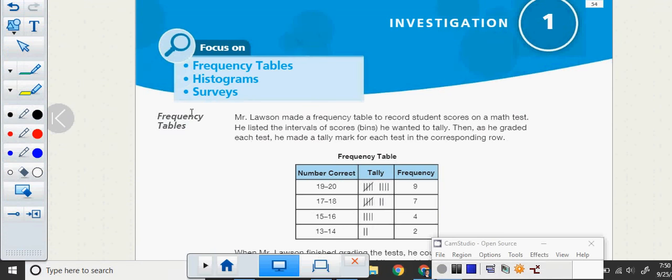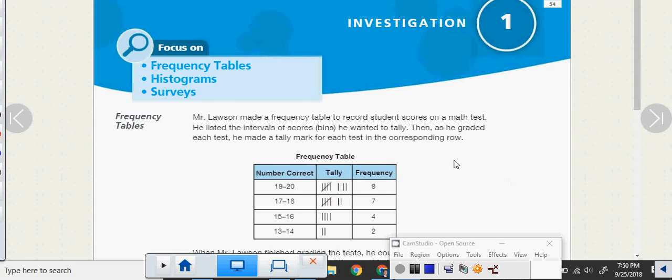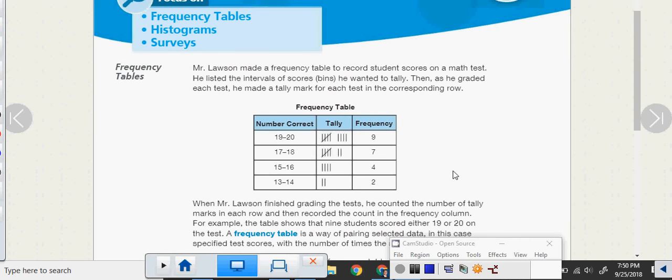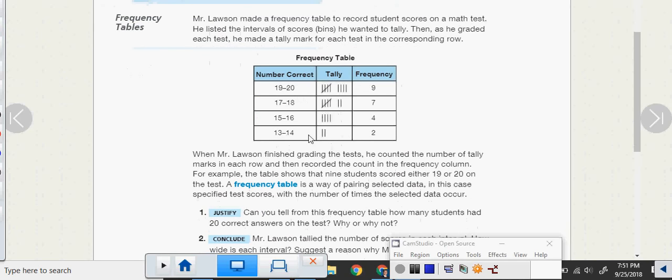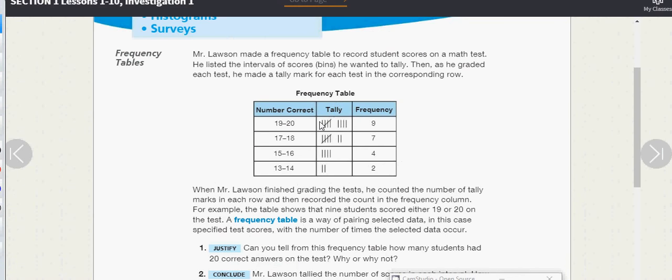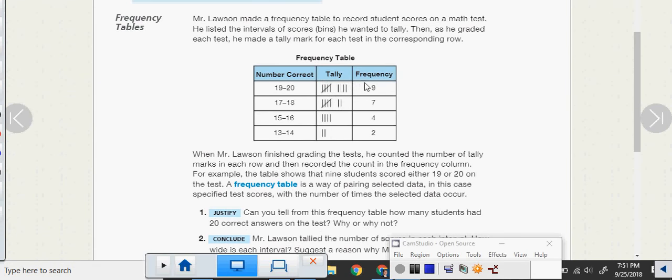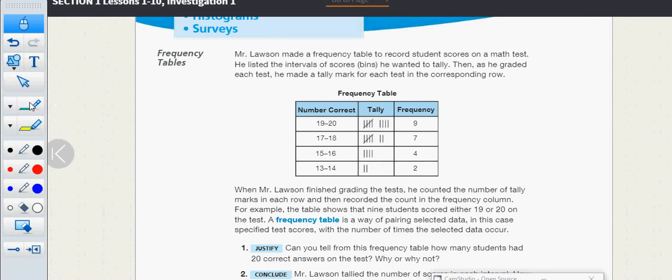So Mr. Lawson, a teacher, makes a frequency table to record their math scores. On a test, he listed the intervals of scores he wanted to tally, and then he graded each test. He made a tally mark for each test in the corresponding row. So we made a table or chart here with 3 columns labeled number correct, so 19 to 20 correct, 17 to 18 correct, and all the way down, a tally column, and then frequency lists the tally in a numeral that's easier to read.